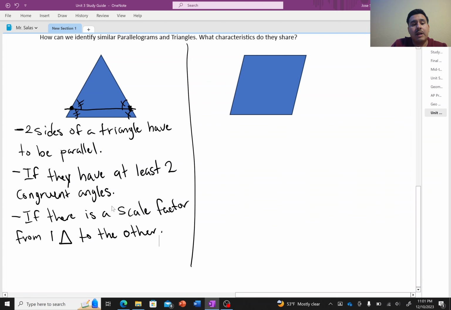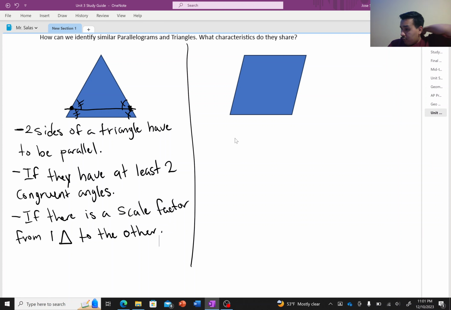Something worth mentioning is that the scale factor has to be the same for all three sides. So for example, if I take the scale factor from this side, this side has to have the same scale factor, and then this side has to have the same scale factor as well. They cannot have different scale factors. If they do, then they are not similar.